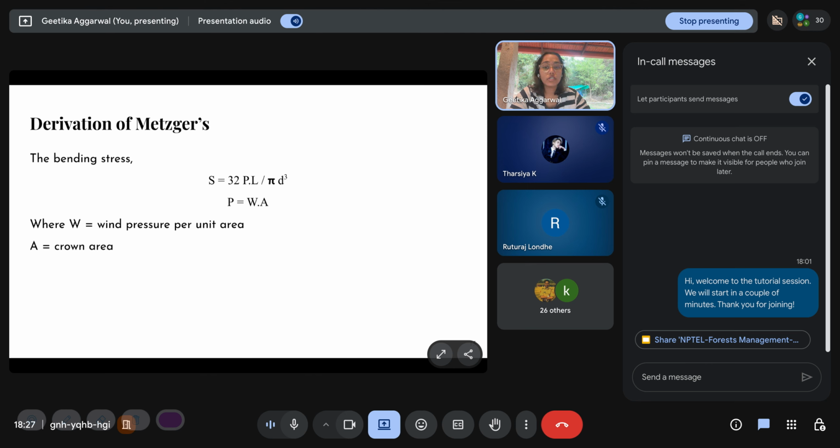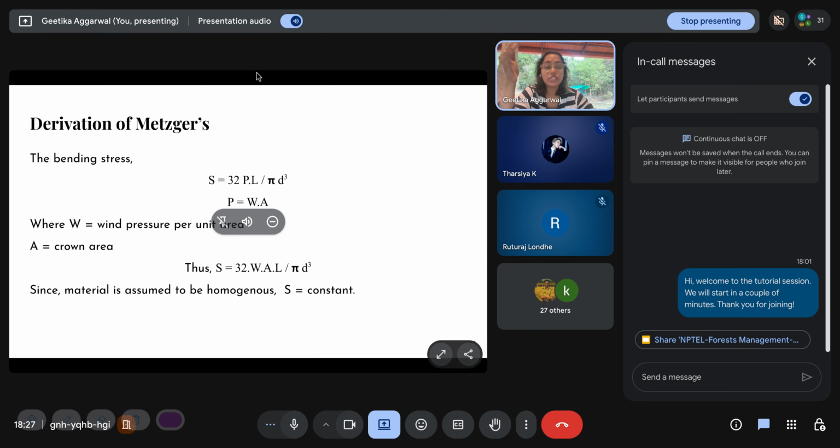So, what is the area of the crown and how much wind pressure is being applied per unit area? Then S would become 32 into W into A into L divided by pi into D cube. As you can see in this equation, W, A, and pi are constants, not L. So S can be given by K into L by D cube. And because we are saying that the material is also homogeneous, S is also a constant.